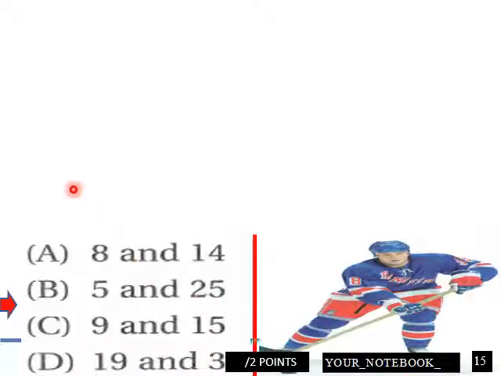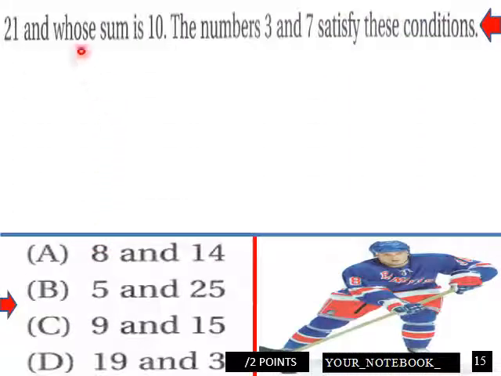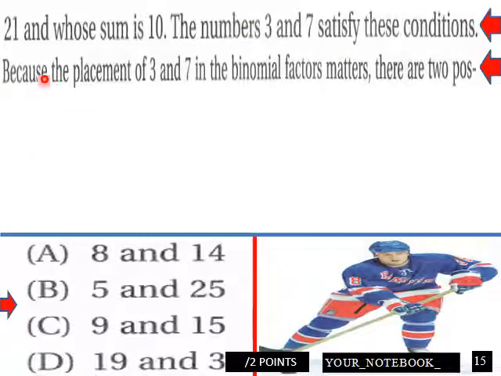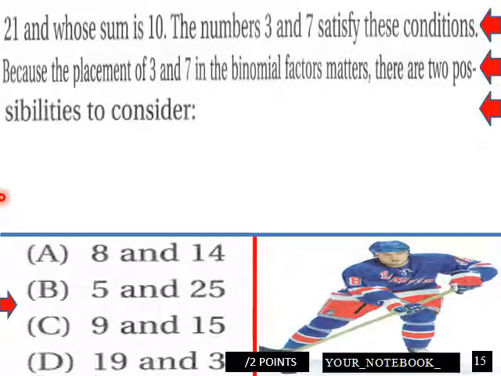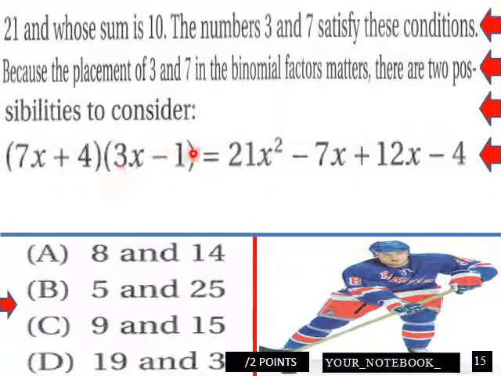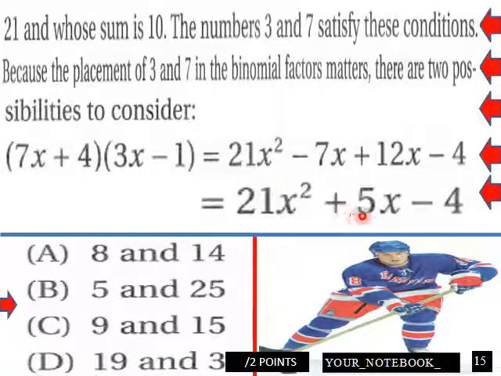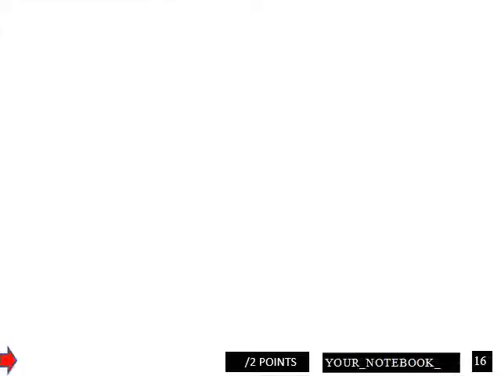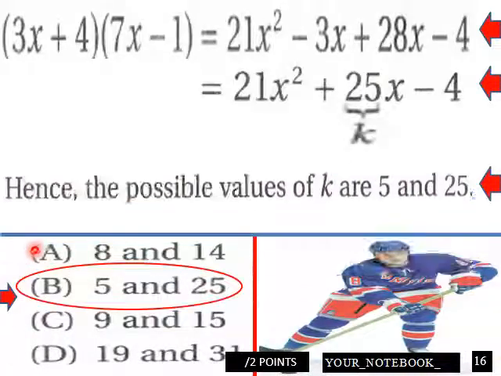Since it's also given that a plus b equals 10, you're looking for two numbers that satisfy those conditions. 3 and 7 would satisfy those conditions. Because the placement of 3 and 7 in the binomial factors matters, there are two possibilities to consider. This, which would equal that. This would be k here. That's one possibility. And then another possibility would be 25 if you rearrange these two. So it'll be 5 and 25. That's one way to do it, is having a good knowledge of binomials and trinomials that come from two binomials.